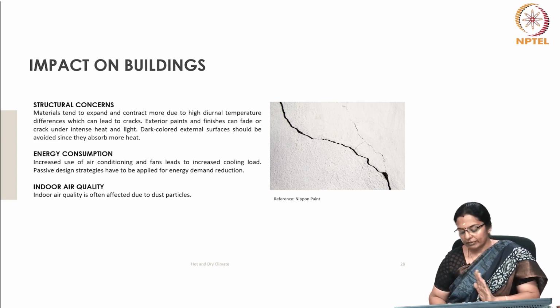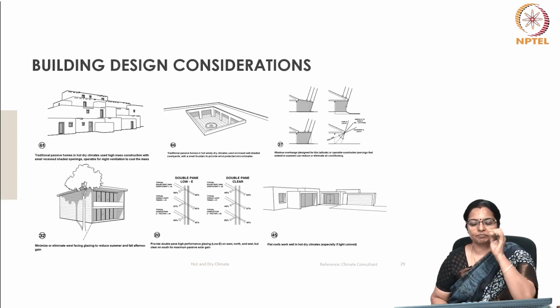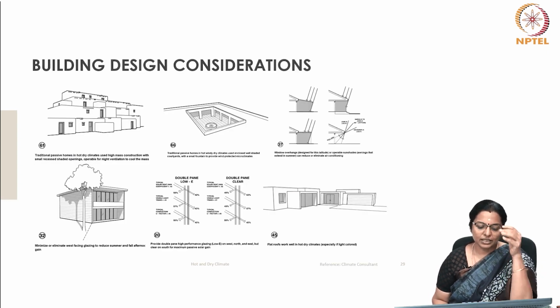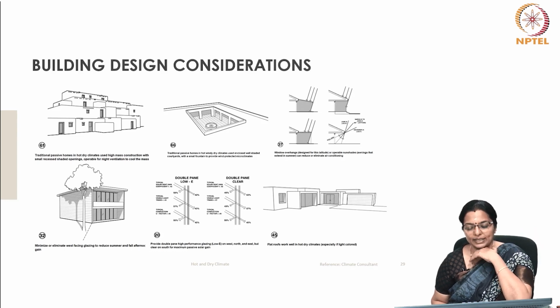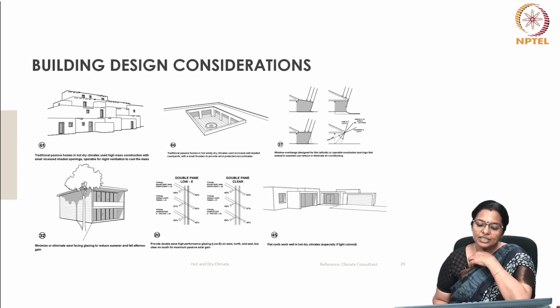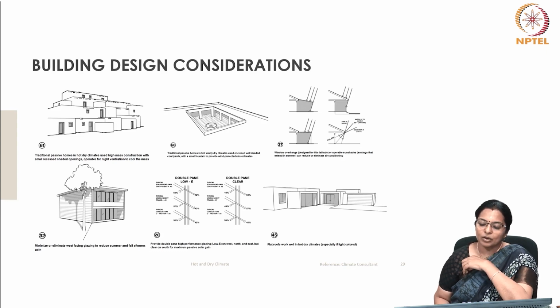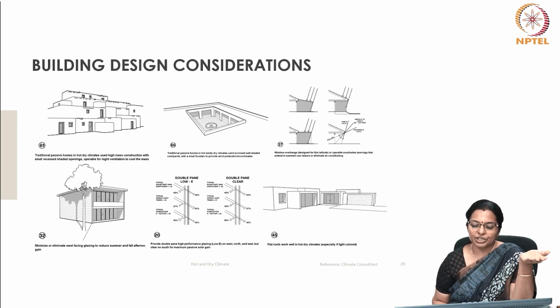Let us now briefly and broadly see the building design considerations. So, traditionally, passive homes in hot, dry climate use high mass construction with small, recessed, shaded openings. The traditional passive homes in hot, windy, dry climate use enclosed wall shaded courtyards with a small water body or fountains in the center.